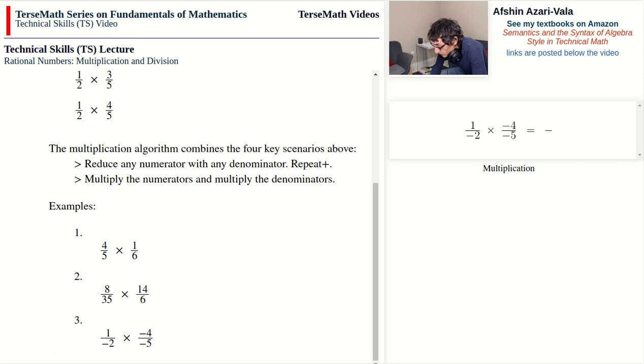Now that we have dealt with the sign, we don't have to worry about it anymore. So you can ignore all of these signs now, and therefore the focus is on 1, 2, 4, and 5. 2 and 4 can be reduced using 2.